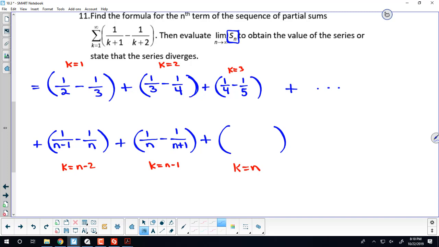Is everybody all right with what we're doing? We're just plugging this n minus 1 in for this k. This is n minus 1. This is n minus 1. Okay, and then when k is equal to n, we've got 1 over n plus 1 minus 1 over n plus 2.